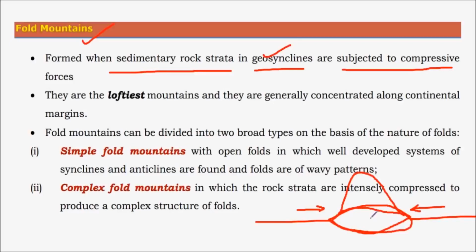Thus, when two crustal plates crush a geosyncline, the sedimentary rock strata present in this geosyncline undergo folding, and this is mainly due to compressive forces. These mountains are the loftiest mountains. We have already seen this, that is, they have the most imposing height compared to other kinds of mountains. And on the basis of different kinds of folds, they are divided into simple fold mountains and complex fold mountains. We'll see about them in detail.